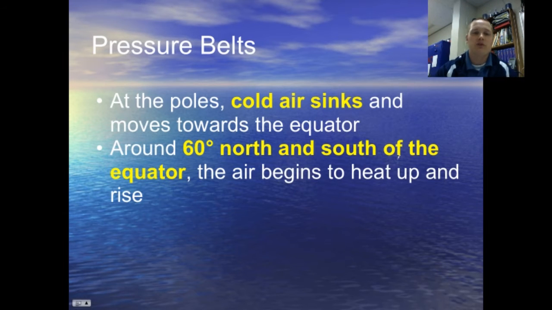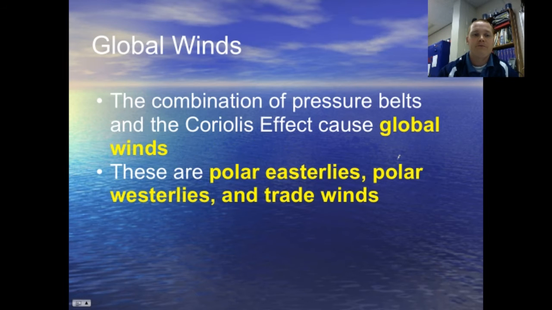The same thing happens with the pressure belts. As the pressure belts move air and air masses away from the equator, they start to get cooler and the air starts to sink. As those pressure belts start to move those air masses from the poles back to the equator, they start to warm up and they start to rise.